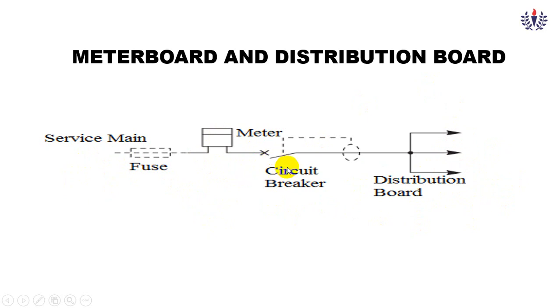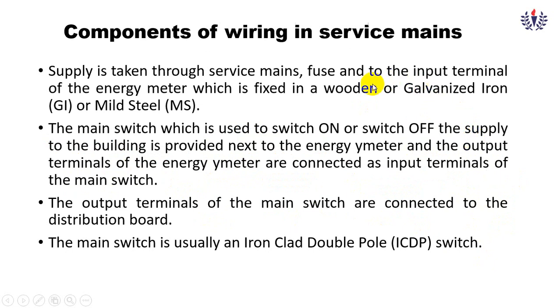Here you can see it is a meter. Circuit breaker is nothing but MCB. Distribution board is also a group of MCBs. So what are the components? What is required? In the service mains we require a fuse, and the input terminal of the energy meter fixed on wooden, galvanized iron, or mild steel. These are used because they won't rust. Galvanized GI pipe won't rust easily. MS is very strong. I think many people know that MS is nothing but mild steel.